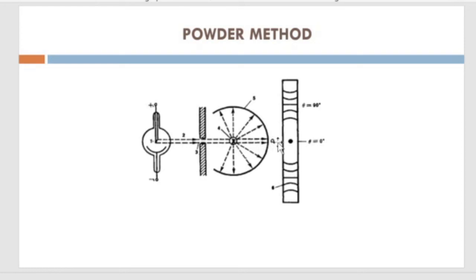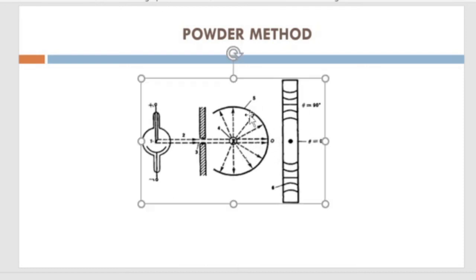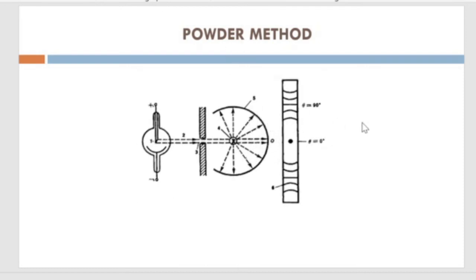The diffraction pattern is shown here. On this circular photographic film, the diffracted rays form cones. This is the first cone, this is the second cone, and this is the third cone, and so on. So we get the diffraction pattern in a particular cone shape. This is theta equal to 0 degrees, and this is theta equal to 90 degrees. In between, we get a number of circular rings.